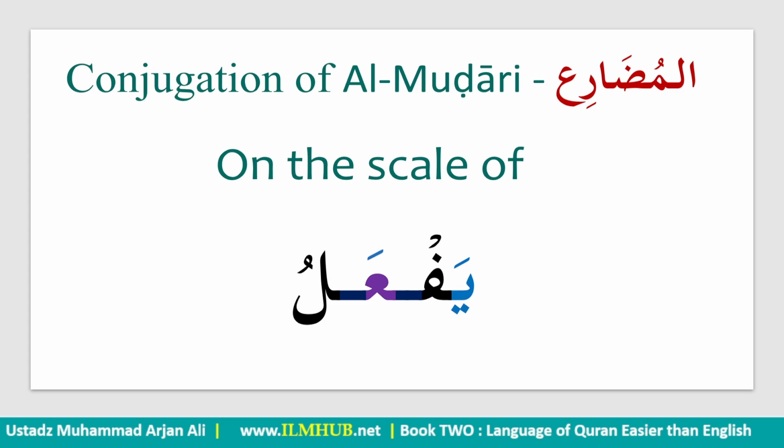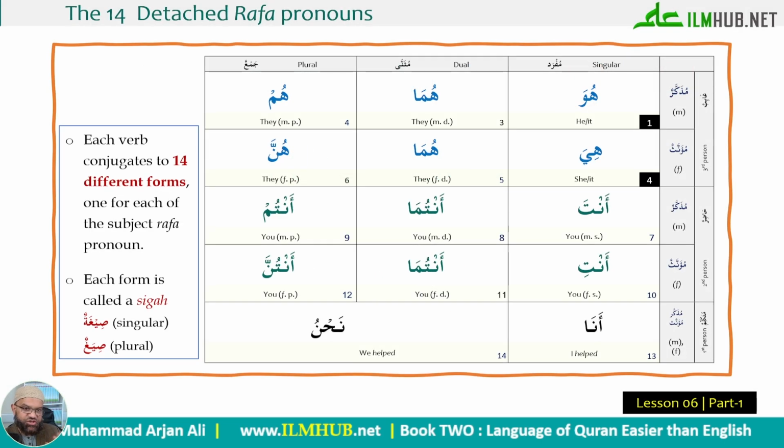Conjugation of al-mudari on the scale of yaf'alu. Before we go to conjugate, make sure that you are familiar with this. This is from lesson 5 in book 1. You know the 14 pronouns. If you haven't learned that yet, then you are going to struggle because these 14 pronouns are there to represent in every verb, and each one is called a sigha. And again, we covered all of this in the previous lesson.